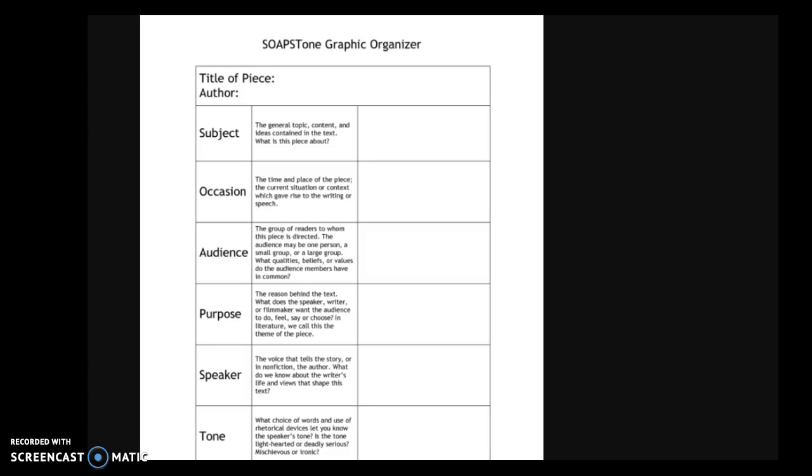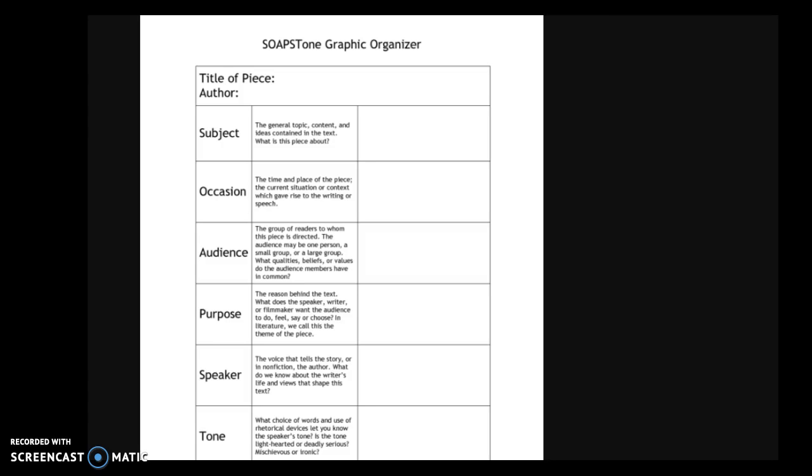The next one is speaker. Here on the graphic organizer it says the voice that tells the story, or the author. So who is that? And that has a big impact on the other portions of this graphic organizer and the information. It's important for the students to be able to understand who is the author of this text and how does that impact how and why they are writing.